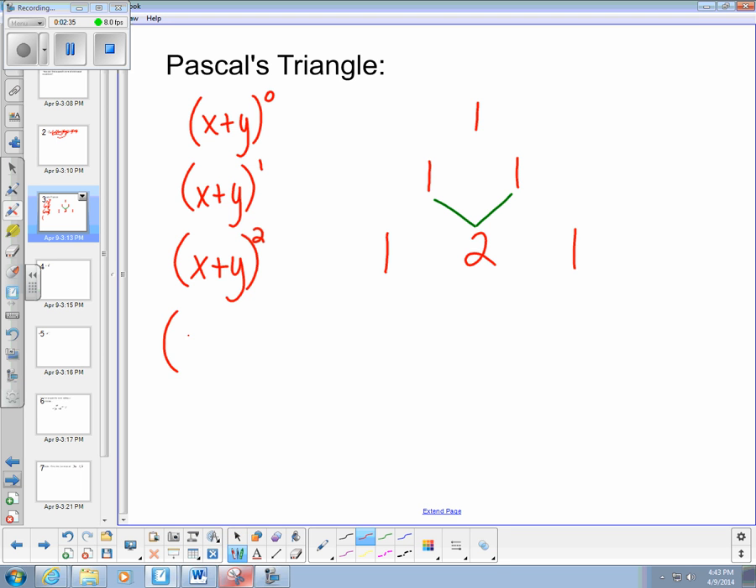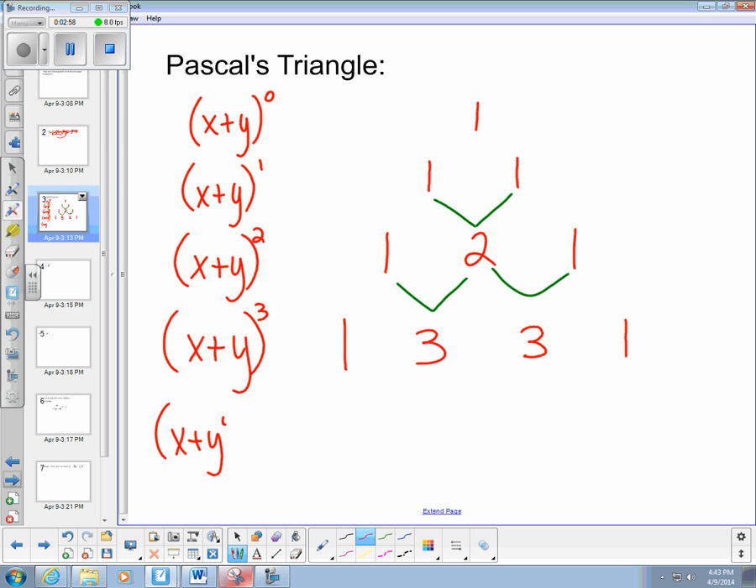So for x plus y cubed, we're going to have a 1 for our first coefficient. If I add these two numbers together, my next coefficient would be a 3. If I add these together, again I get 3, and then I'm going to end on a 1. And I can keep expanding this. So the coefficients for x plus y to the fourth: a 1, then 1 plus 3 would be 4, 3 plus 3 would be 6, 4, and 1. And again, notice the outside of the triangle is always a 1.